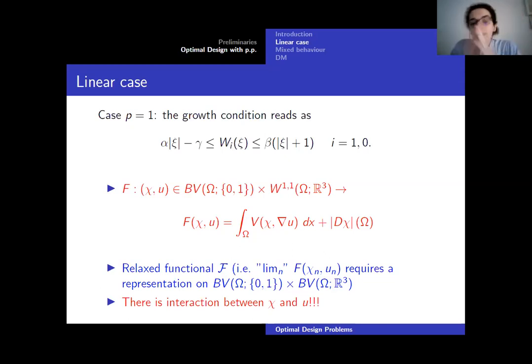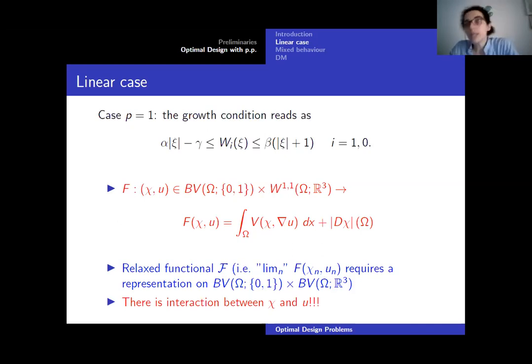Well, what about the case where W1 and W0 now have growth 1? And why is this interesting? Even to understand what the differences are with the case where there are different growths. The point is that once we want to understand how calligraphic F looks like, it's important to look at this calligraphic F from a different perspective.